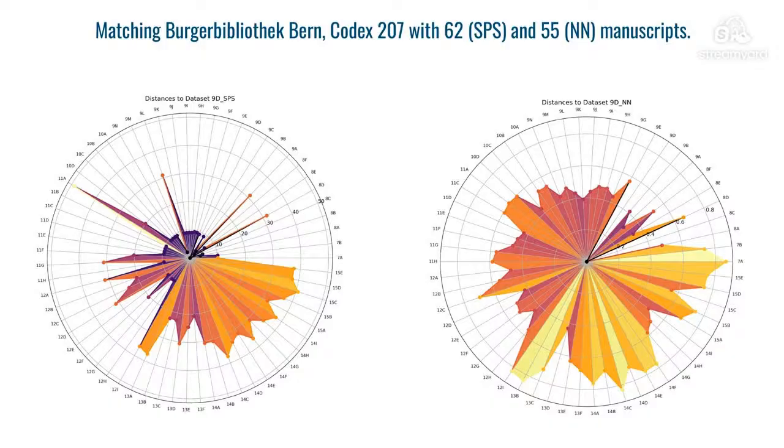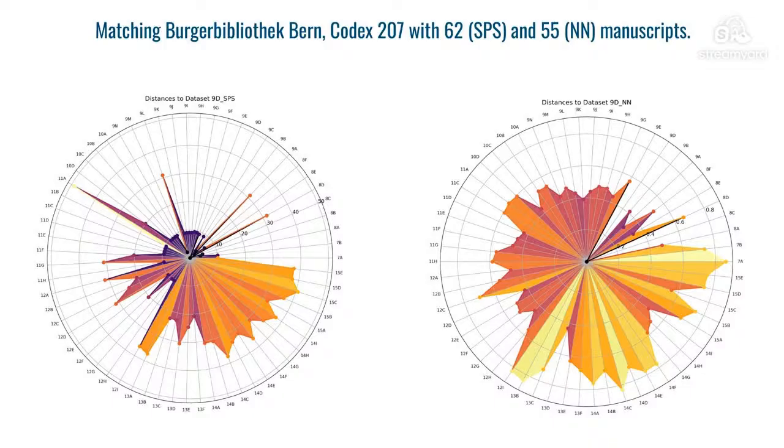So this is an example of the matching from two 9th century manuscripts. So basically, it's one manuscript that I compared with 62 and 55 manuscripts, the same manuscripts, but the 55 is the digital tool, and we had fewer manuscripts for unknown reasons in our database.